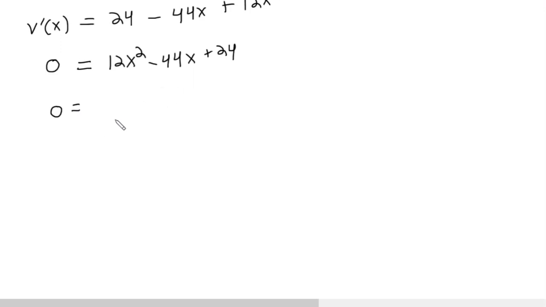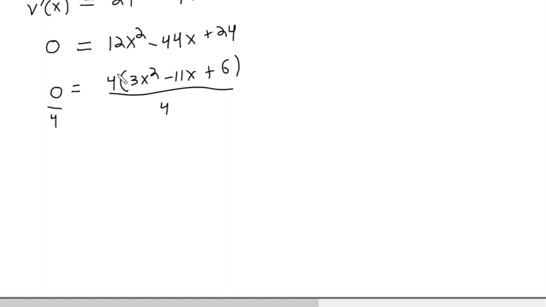So I'm going to factor out my GCF. My GCF in this case should be just 4. So I'm going to get 4 times 3x squared minus 11x plus just 6. And then I'm going to divide out the 4 on both sides just to get it to go away. And I get 0 is equal to 3x squared minus 11x plus 6.